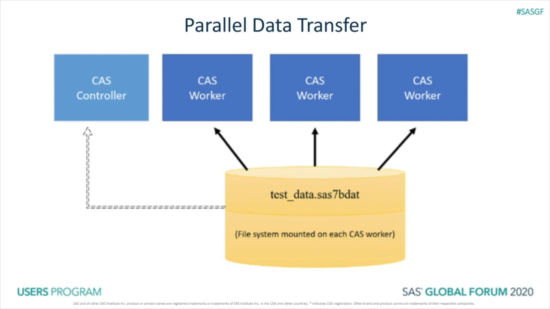There are two primary requirements for a parallel data transfer into CAS. The first is that your deployment is an MPP deployment, meaning that it consists of multiple CAS workers, like we see in this slide.